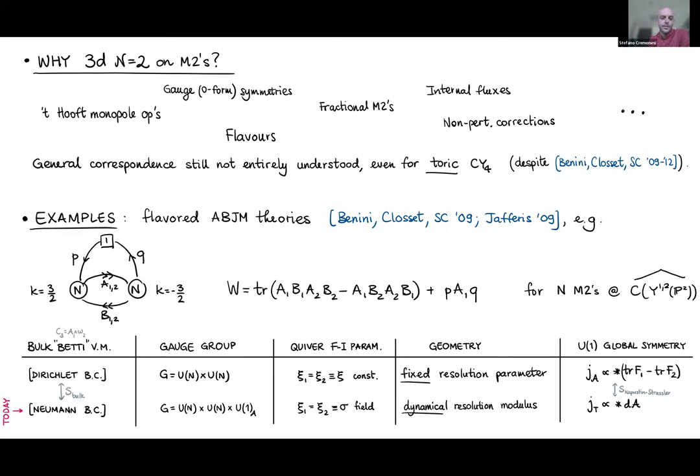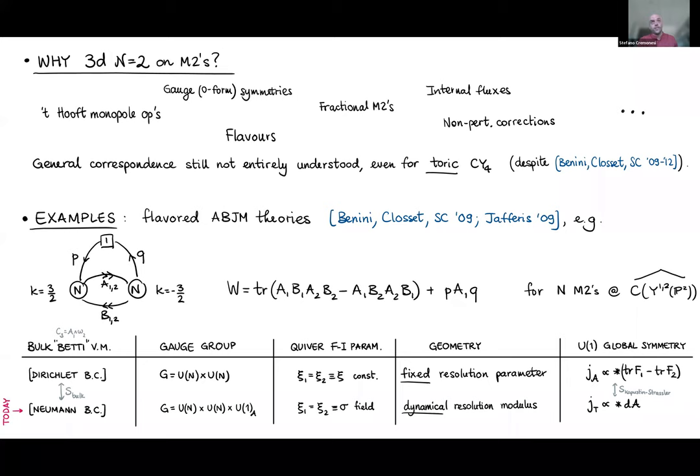And then if you study the theories on M2 branes, it was realized at the time that you often have quivers, which also include fundamental flavors. Then you can add fractional M2 branes. You can turn on fluxes. There are non-perturbative corrections that play a more important role than in four dimensions. So there are lots of things which would be nice to understand.